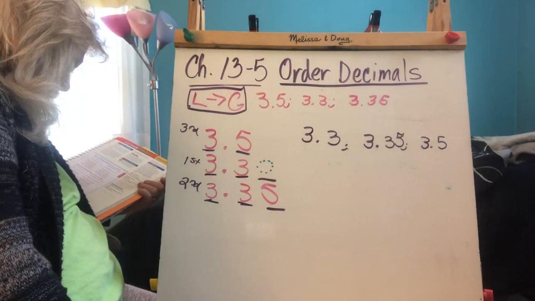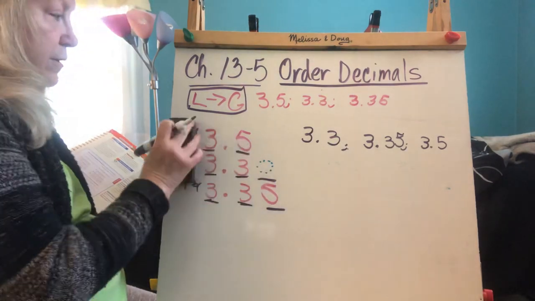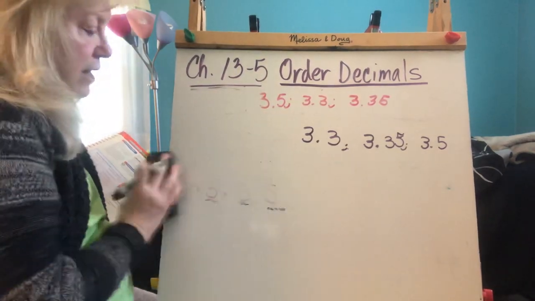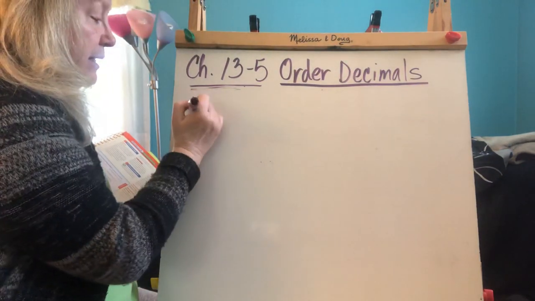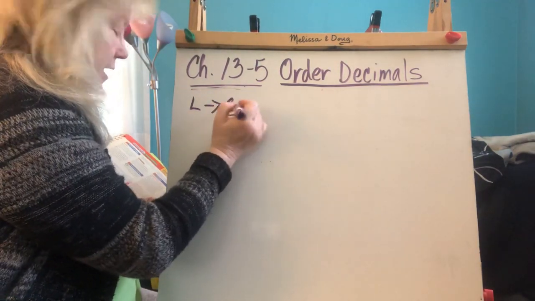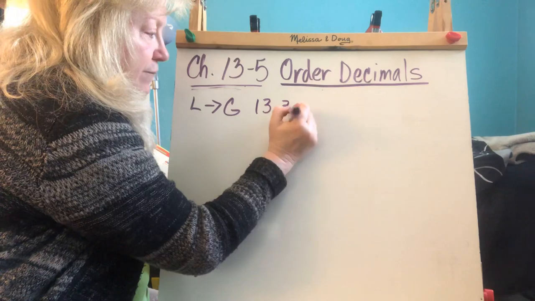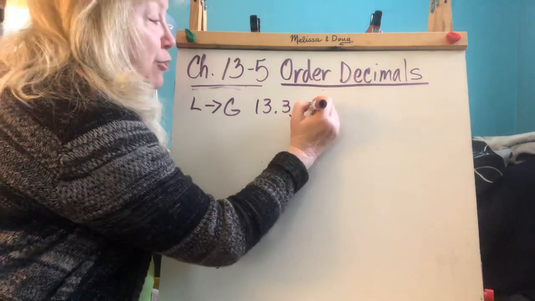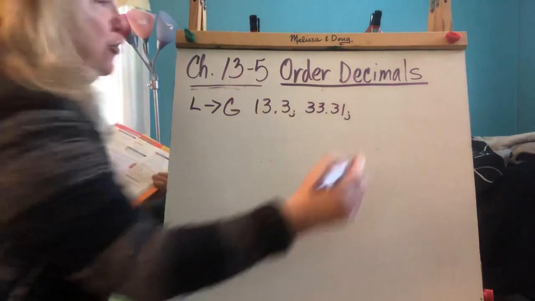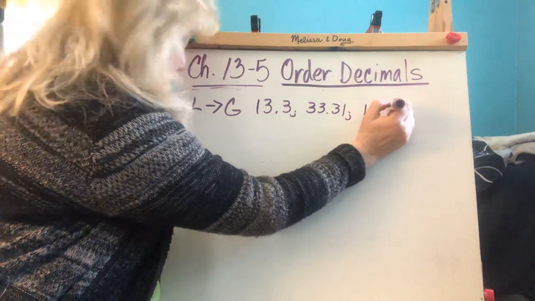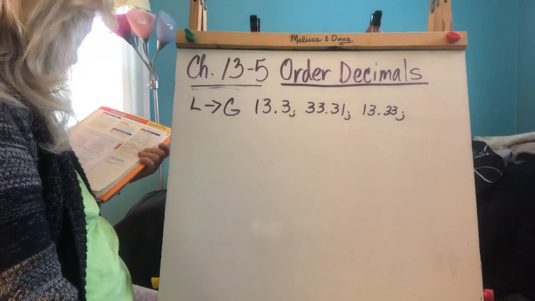Let's look at one that's a little trickier. Let's look at this one. This time I want you, well, let's do it the same way. We'll still do it from least to greatest. Now look at what the numbers are going to be. 13 and 3 tenths, 33 and 31 hundredths, 13 and 33 hundredths, and 130.